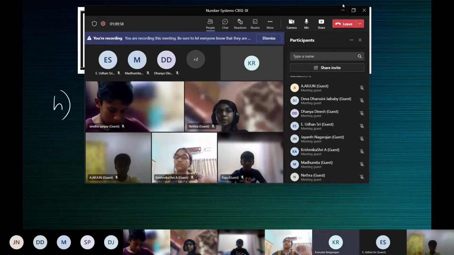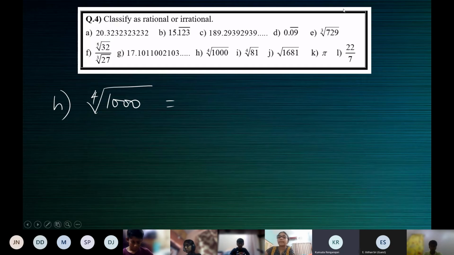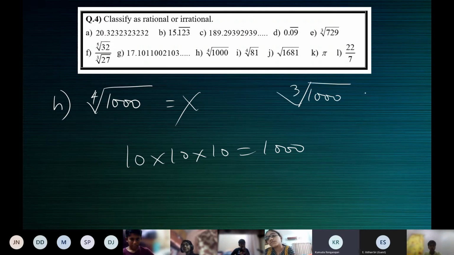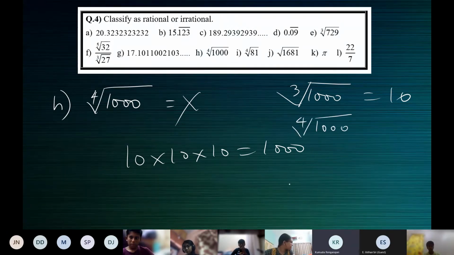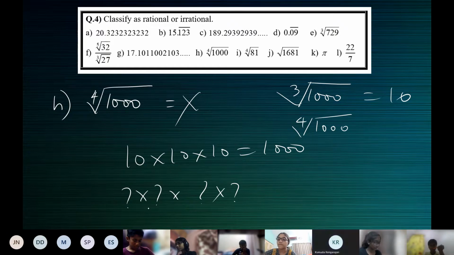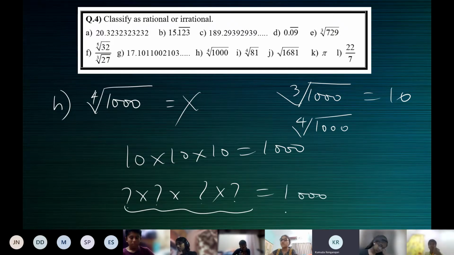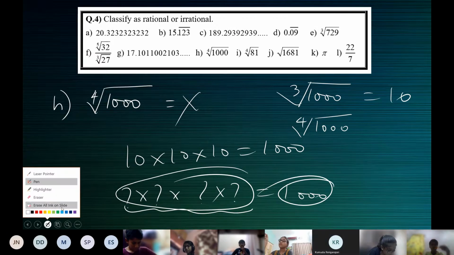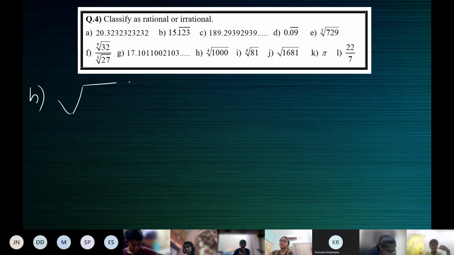There is no natural number which when multiplied by itself 4 times can produce 1000. 10 into 10 into 10 is 1000. That means the cube root of 1000 is 10. But we have the fourth root of 1000. Some number multiplied by itself 4 times should give you 1000. Think of a number like that. No. There is no such number.